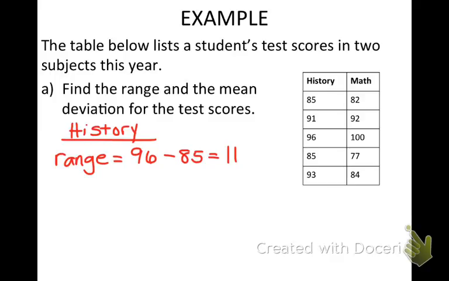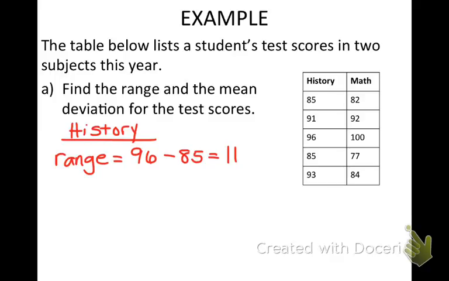Okay, so now to find the mean deviation, I need to find the absolute value of my data point minus the mean. So in order for this to work, I have all my data points. Data point 1 is 85. Data point 2 is 91. Data point 3 is 96. Data point 4 is 85. Data point 5 is 93. So the only thing that's missing is the mean.